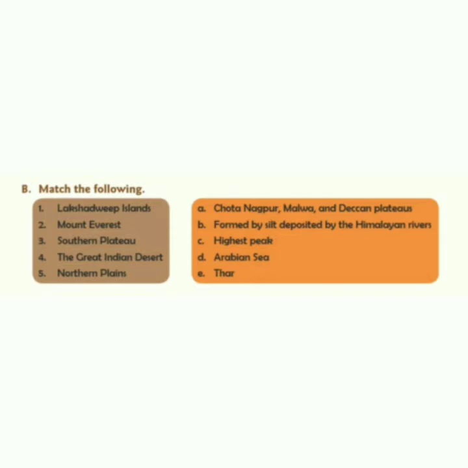Match the following. First, Lakshadweep Islands. A. Chota Nagpur, Malwa and Deccan Plateaus. Second, Mount Everest. B. Formed by silt deposited by the Himalayan rivers. Third, Southern Plateau. C. Highest peak. Fourth, the Great Indian Desert. D. Arabian Sea. Fifth, Northern Plains. E. Thar. Now you have to match the ones written in 1, 2, 3, 4 to the information written in the alphabets. So do you know the answers? Come on, pause the video and match.